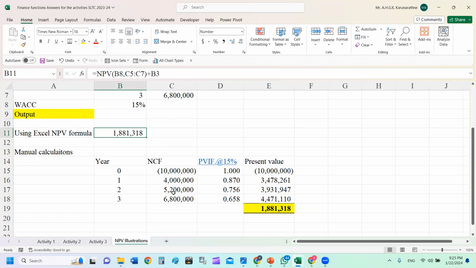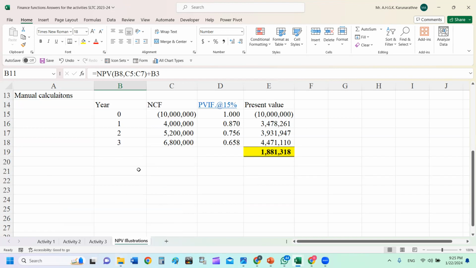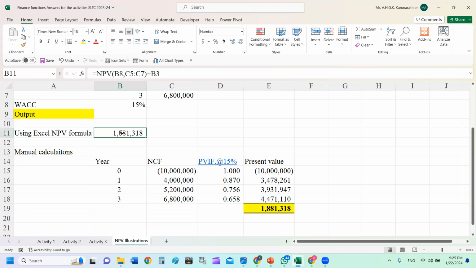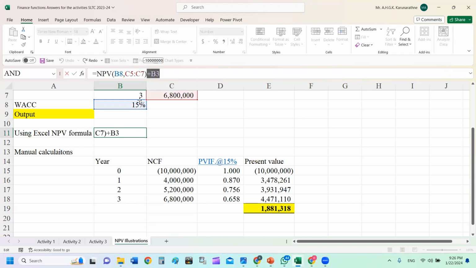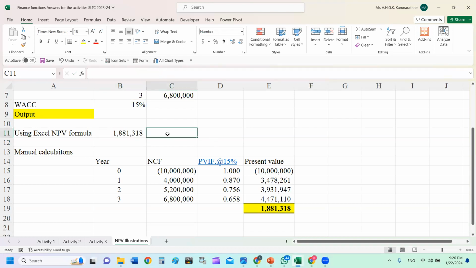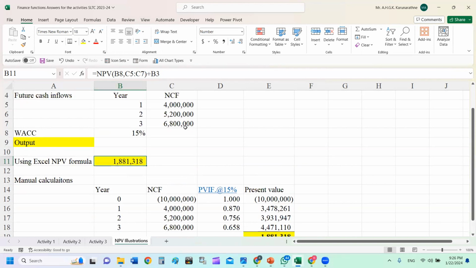Now think, what if you get, let's say, 20 years of cash flow? This NPV is very convenient, but make sure I made a simple change. The NPV formula suggested by Excel is not capable of generating the final answer. We need to do a slight modification to the Excel NPV formula: add the initial investment separately. Otherwise, it is wrong. So make sure the NPV formula is separately added to the initial outflow. Then that gives you the exact answer. That's how NPV is computed.